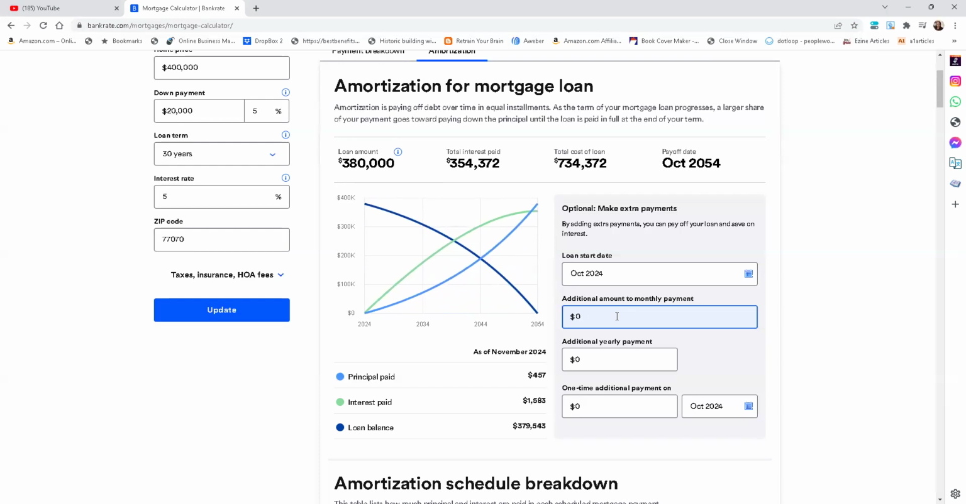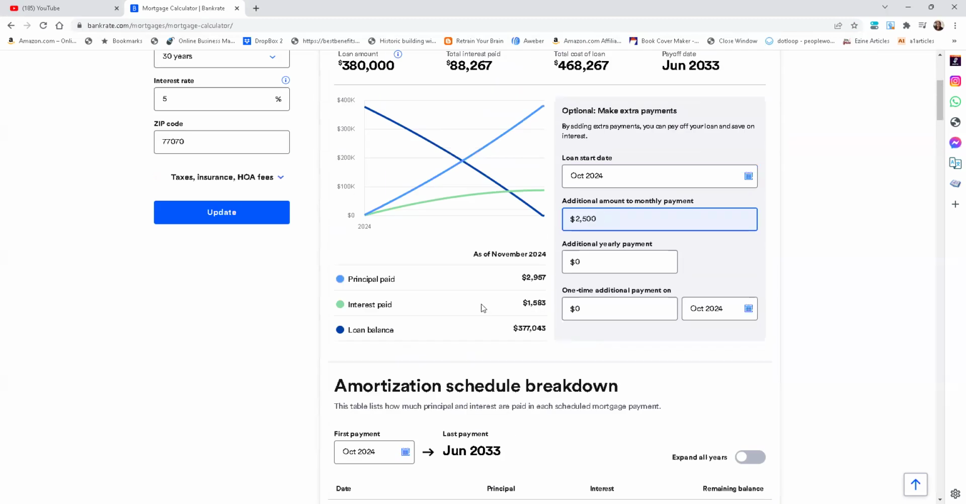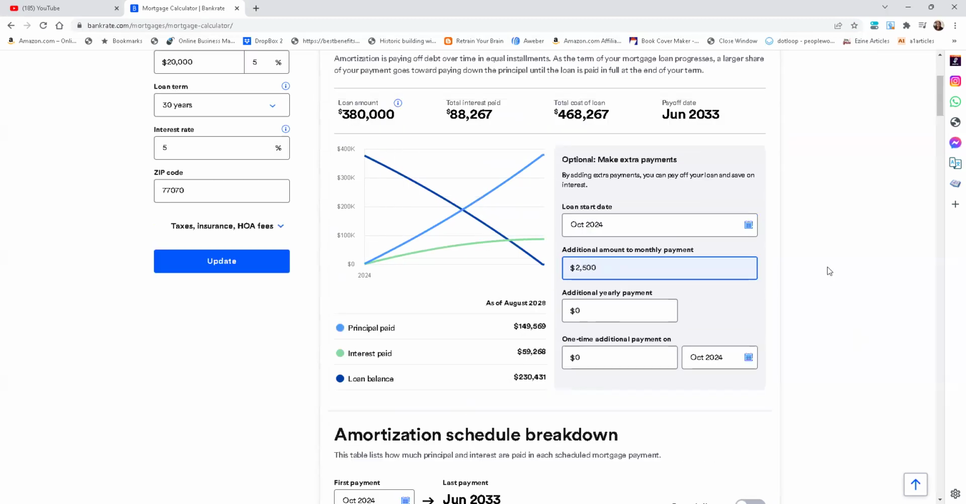$354,000 in interest that you'll be paying. But just by paying an extra $400 a month, now you've dropped it down to $234,000. If you did an extra $2,500 because you had some kind of side hustle and you wanted to pay $2,500, look at that. Now you dropped it down to $88,000. And now look how long it's taking you to pay that mortgage off. 1, 2, 3, 4, 5, 6, 7, 8, 9, in about 10 years. Just by making an extra $2,500 a month, you can pay that huge mortgage off within 10 years.